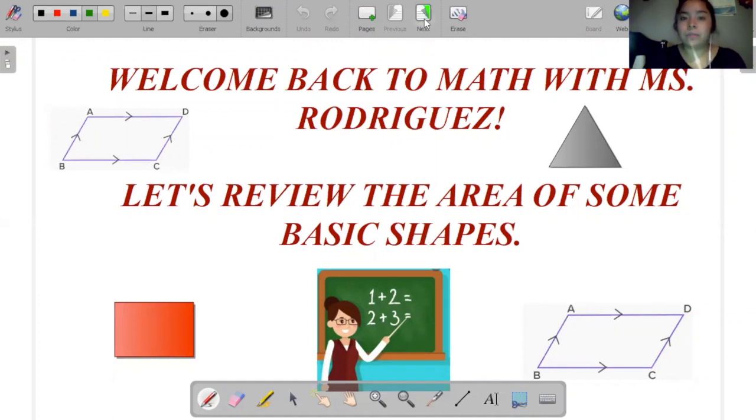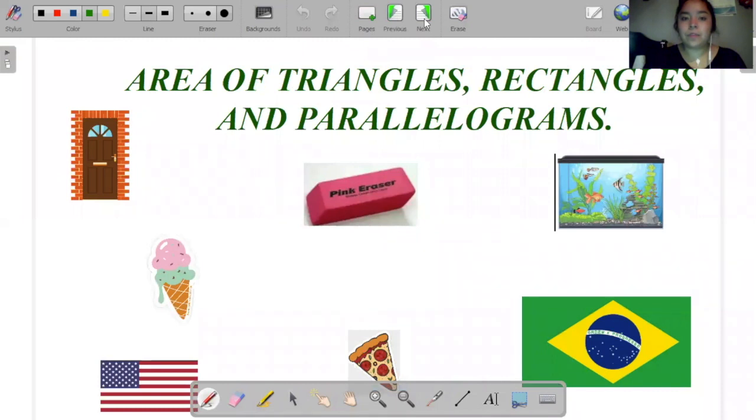So let's start. Today we're going to review the area of triangles, rectangles, and parallelograms. And as we can see, shapes are everywhere.